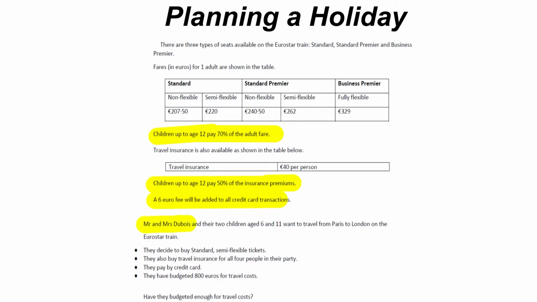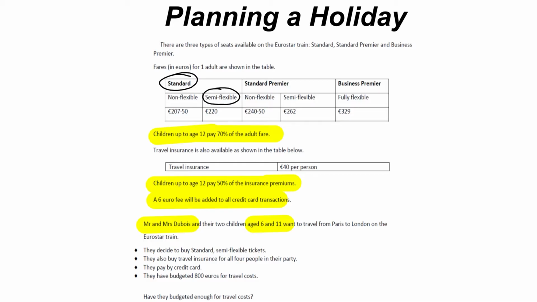Mr. and Mrs. Dubois and their two children, aged 6 and 11, want to travel from Paris to London on the Eurostar train. So here's the key information for the question. They decide to buy standard semi-flexible tickets. So we've got two adults and two children, both under 12. Okay, so standard semi-flexible, we're talking about €220 per ticket for an adult.